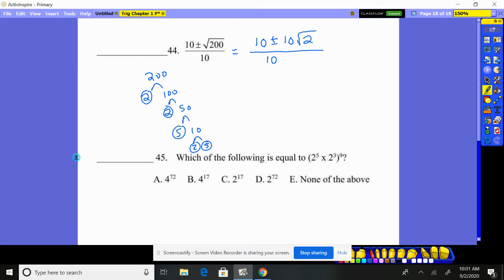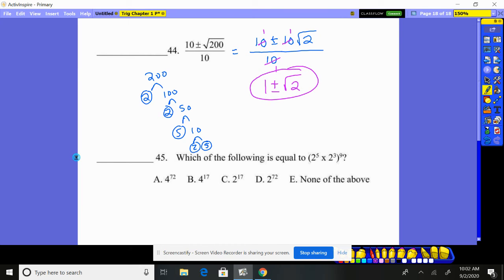And you'll see a pair of 5s come. One of the 5s comes out and a pair with the 2s come out to give you what we have here. So now each of these can be divided by 10. We get 1. So we get 1 plus or minus 1 root 2, which is root 2, all divided by 1, but anything divided by 1 is itself.